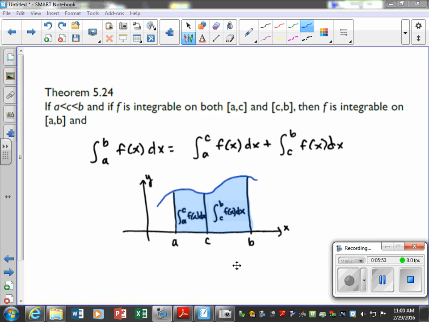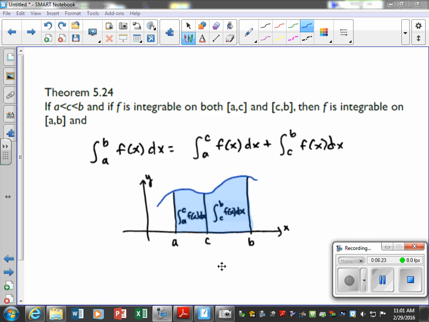And basically this theorem is just saying the area under the curve from A to C is this, and the area under the curve from C to B is this region. So if I added them together and did the area, it's going to be equal to the area from A to B under the curve. So basically if I add this portion and add this portion, I can get the entire area, the entire blue region.